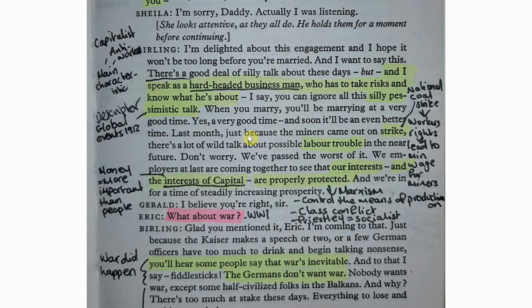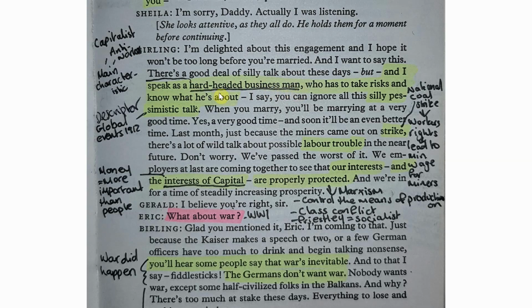Okay, then we get the next big speech from Mr. Birling. Now, this whole speech is around capitalism. And this indeed is Mr. Birling's main characteristic. He's a capitalist who is anti-worker. He's pro-profit. So he says here, "I speak as a hard-headed businessman." Key quotation there. Note that one down.